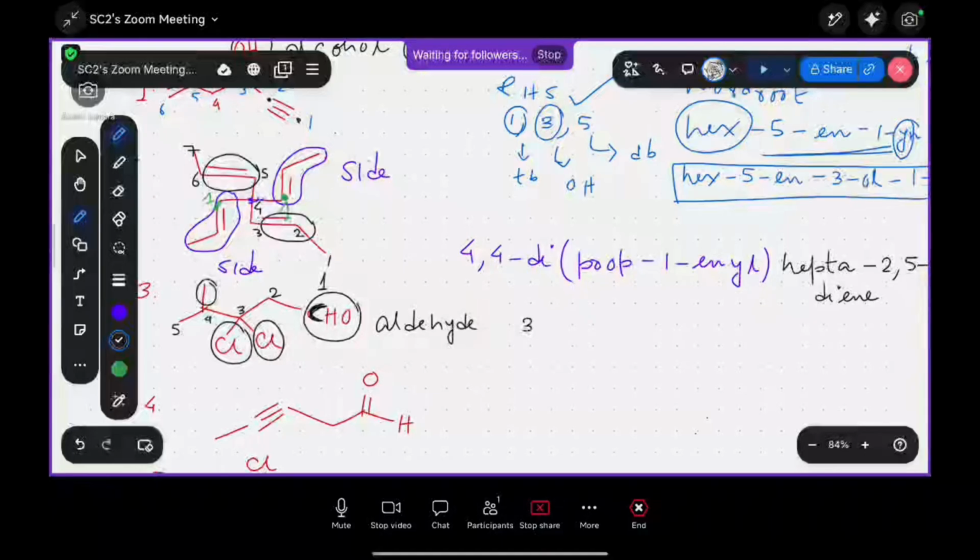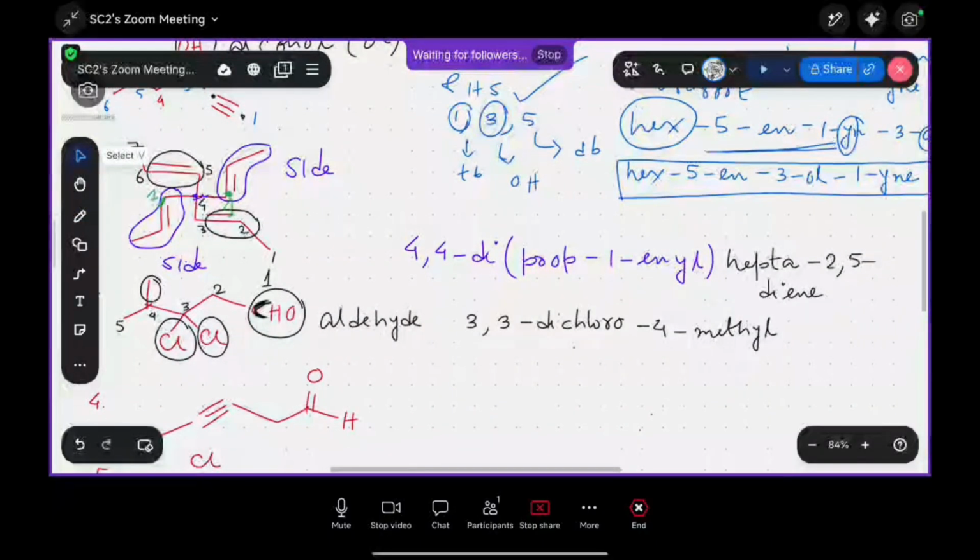Then it is 3,3 dichloro. Why 3,3? Because at the 3rd position we are having 2 chlorines, and you need to mention 3 twice as well. 3 dichloro is not correct. 3,3 dichloro. Chloro, C, comes first, so dichloro. Then 4 methyl. And then we are having 5 carbon atoms.